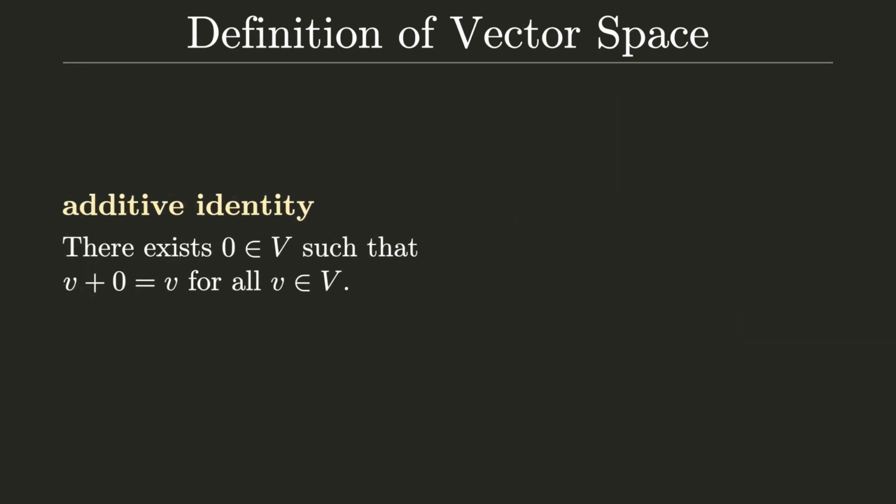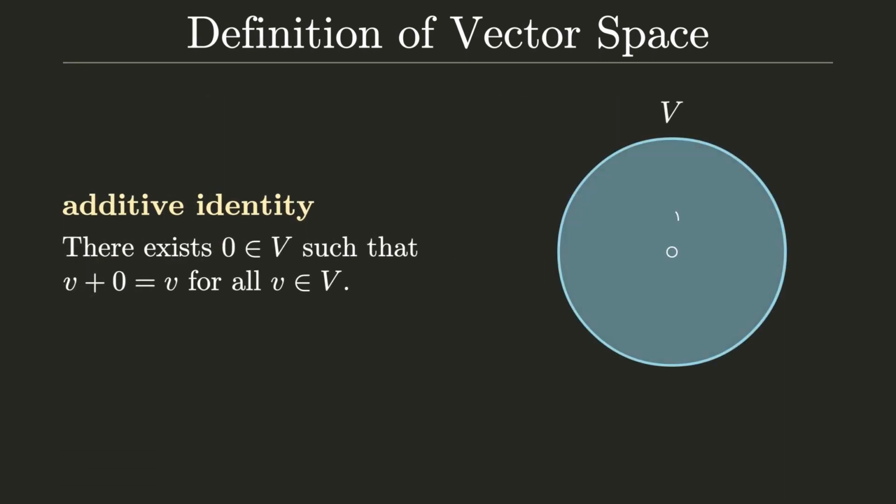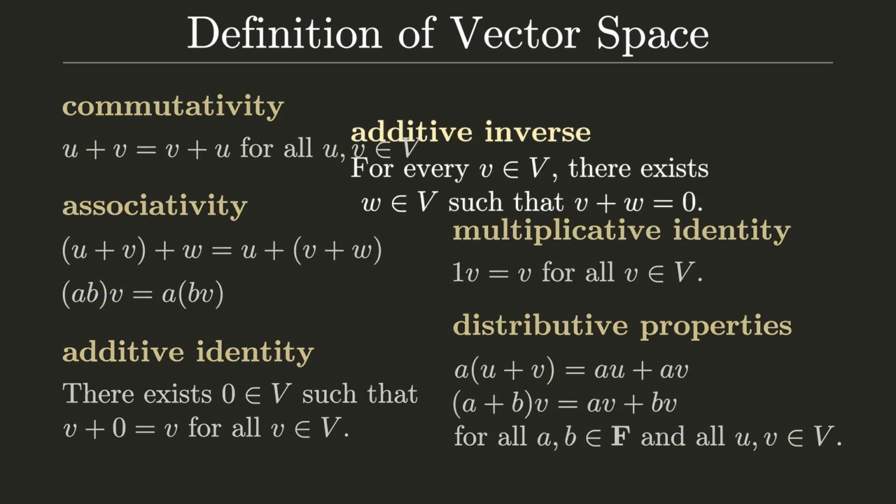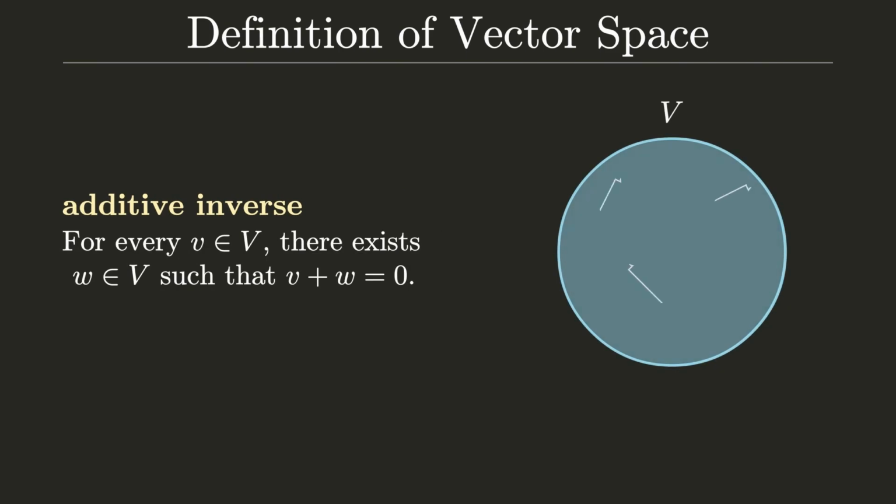Next up, we've got additive identity. It states that a vector space must have 0 as an element, such that if we take any vector from the vector space and add 0 to it, the result is still the original vector. So if V doesn't have an additive identity, then it's not a valid vector space. Next, we've got additive inverse. It means that for every vector in V, we can find another vector such that they sum up to 0.